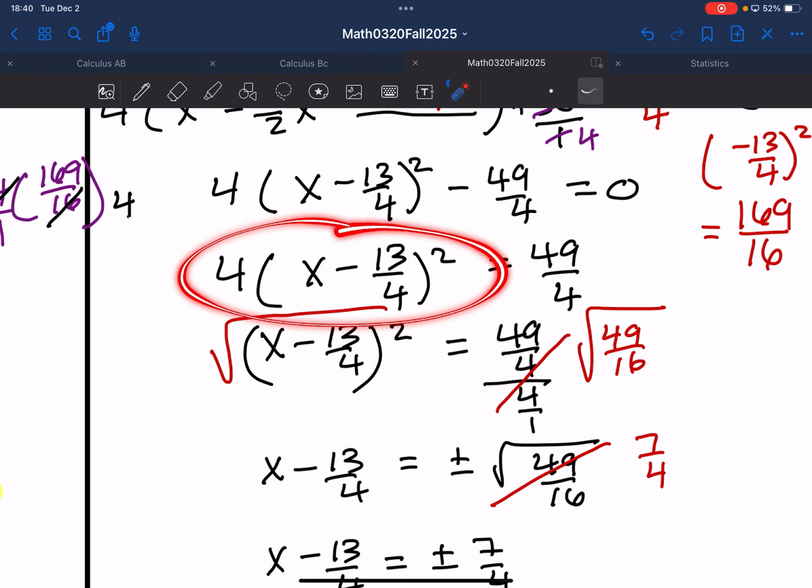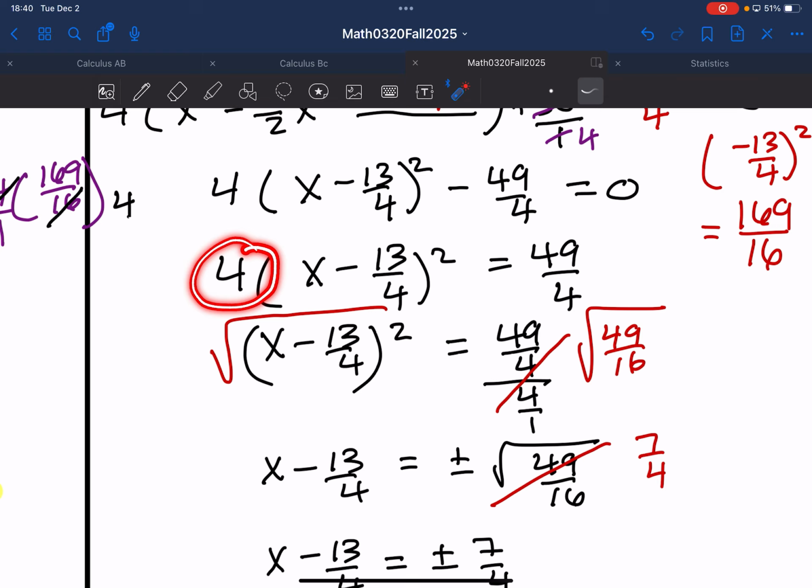To take the 4 away. X minus 13 over 4. Not from the fraction, from this part. Oh, I divided by 4, yes, to both sides. So that became 49 over 16.